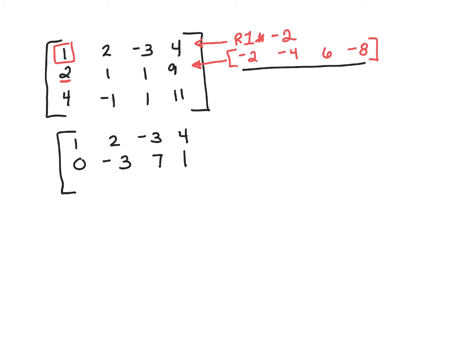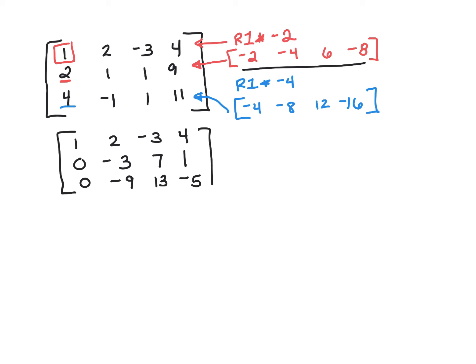And then I'm actually going to do the same thing. I'm going to multiply row 1 by negative 4. So that's going to allow me to get rid of that 4. So I'm going to get negative 4, negative 8, 12, and negative 16. And I'm going to add that row here. So that's going to give me negative 4 plus 4 is 0. We've got negative 9, 13, and negative 5. So you'll notice I'm now done with this first column.